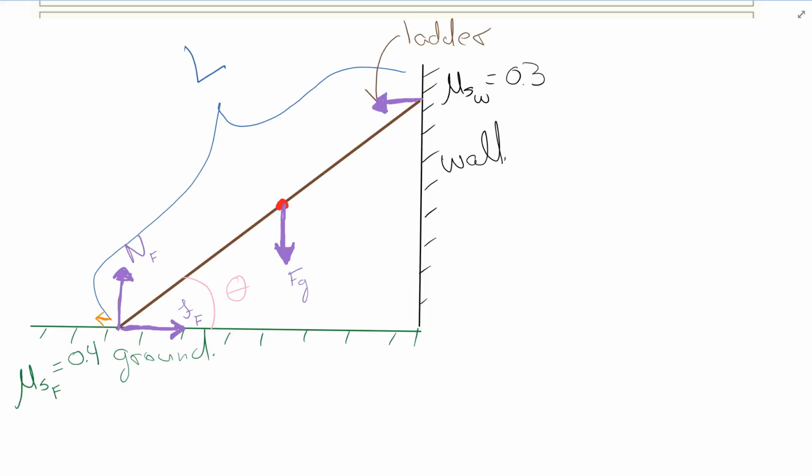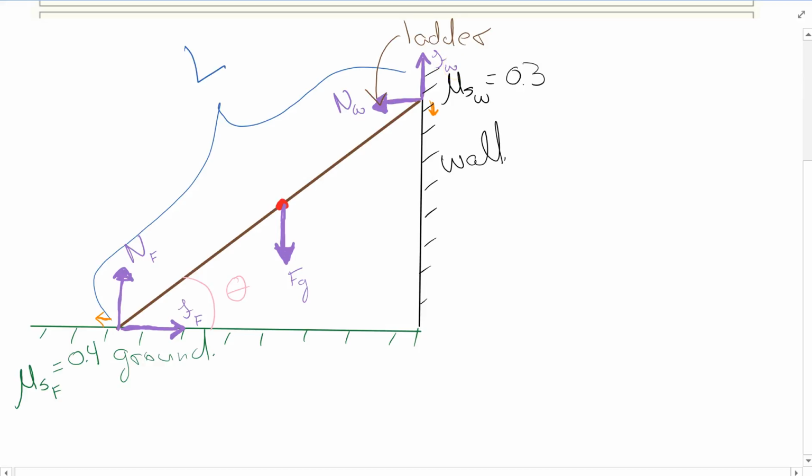I'm sorry, guys. I'm going to call this one NW for the normal force of the wall. The wall is also providing a friction force. If there was no friction, this point of the ladder would actually slide down that way, right? Which means that friction will oppose that, and it's going to keep it by pushing up. And I'll call that my curly F for friction, W for wall, FW.